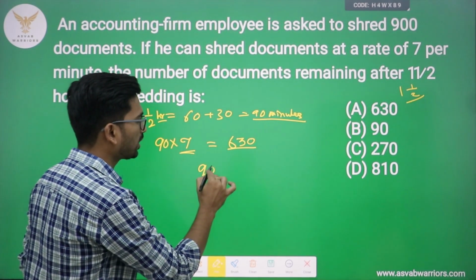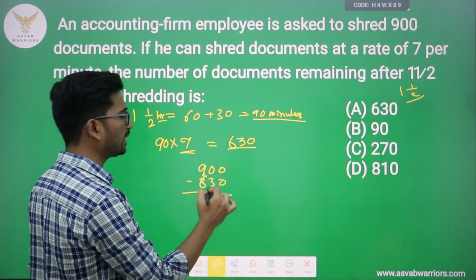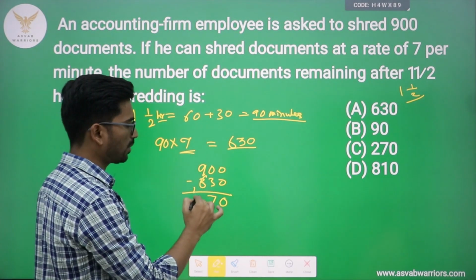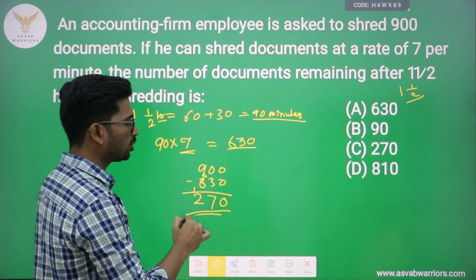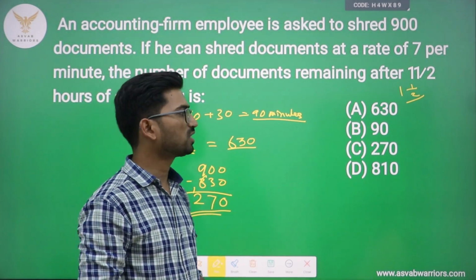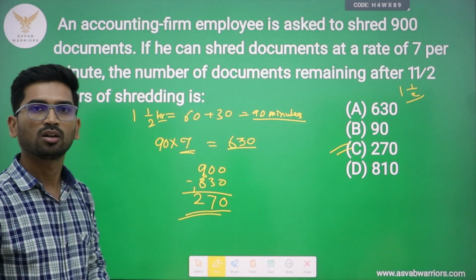So how many remaining? It will be 900 minus 630. How much will it be? 0 minus 0 is 0. 10 minus 3 is 7 and 9 minus 7 is 2. So 270 documents will be remaining after 1.5 hours of shredding. So option C will be the correct answer for this particular question.